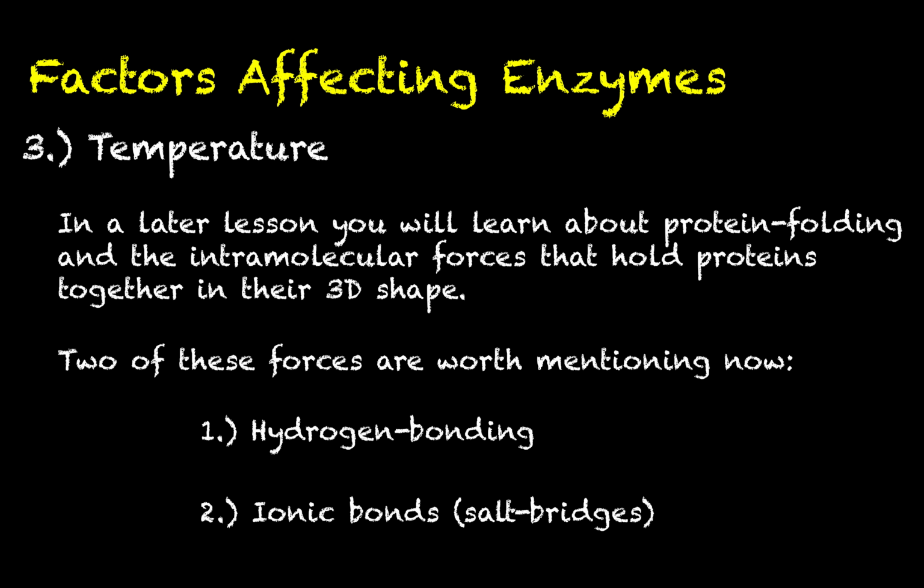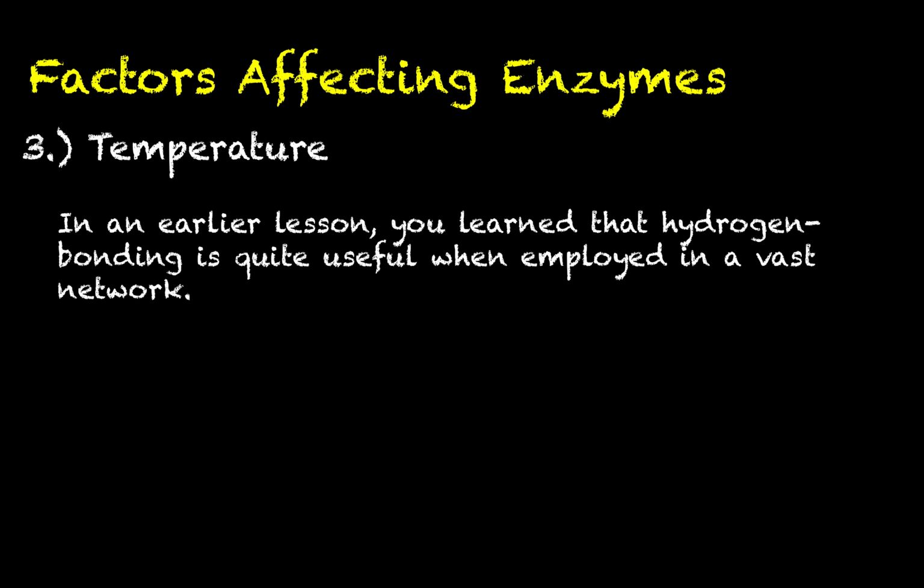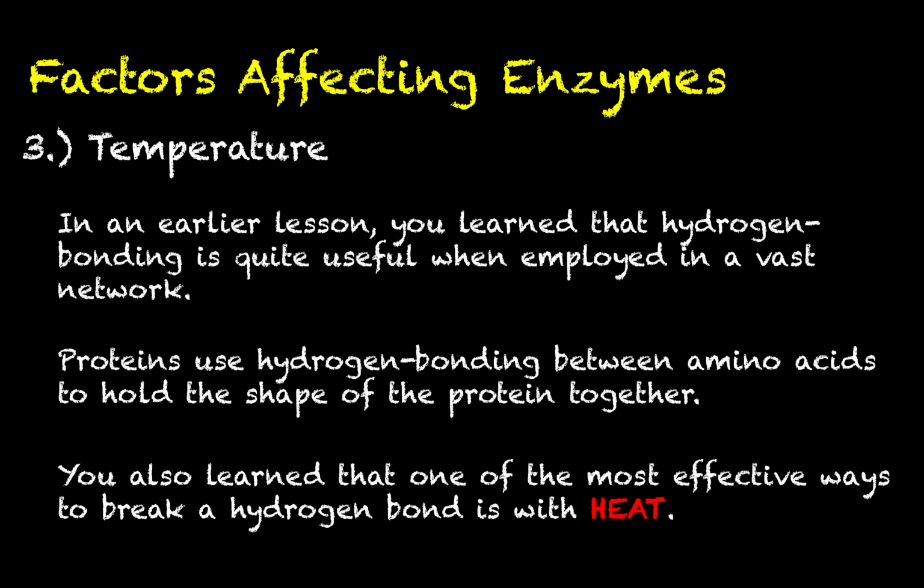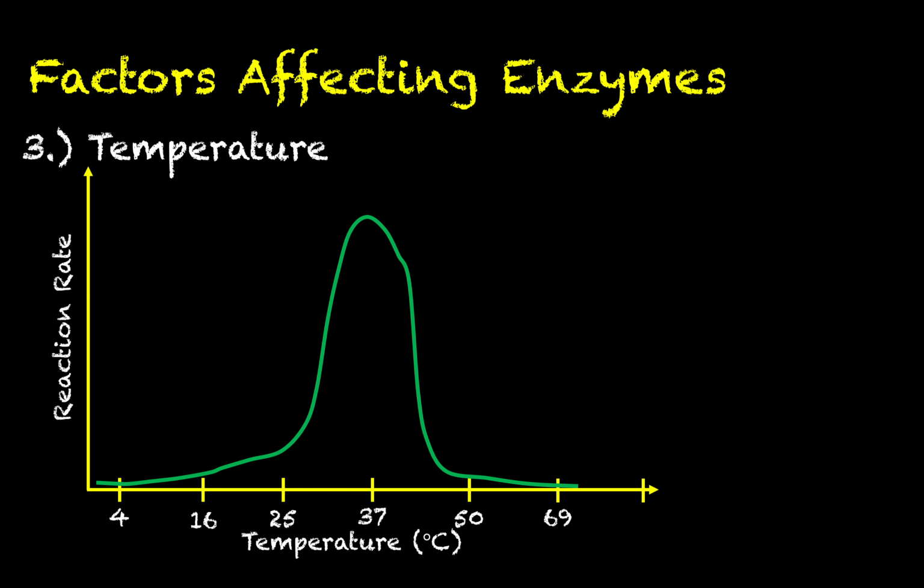And then number two, we're going to talk a little bit about ionic bonds, which in the context of protein folding are called salt bridges. Like I said, in an earlier lesson, we learned all about hydrogen bonding and how a single hydrogen bond is not very strong, but hydrogen bonding becomes very strong and very significant when it's employed in a vast network. So proteins use hydrogen bonds between amino acids to hold the shape of the protein together. We can't afford for the protein to fall apart on us. Another thing you learned is that one of the most effective ways to break hydrogen bonds is with a great amount of heat. So that's where we bring temperature into this whole mess.